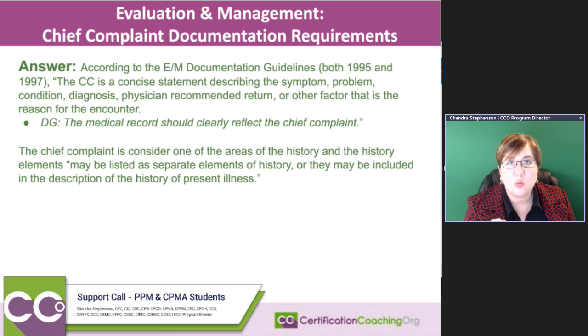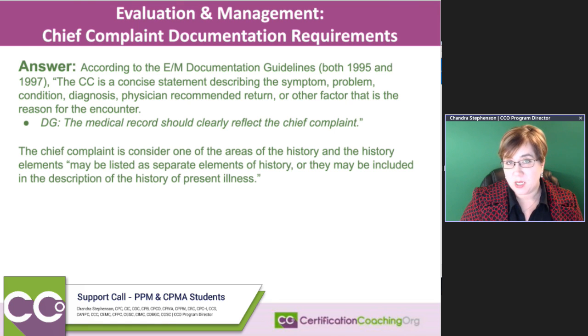It is considered one of the areas of history. Therefore, it really should be documented or at least inferable from the history elements. I would not encourage a provider to put his chief complaint in the assessment. The assessment has nothing to do with the HPI, right? Well, it does, but it doesn't. The assessment is very much part of the medical decision making. That's usually what is driving our medical decision making.